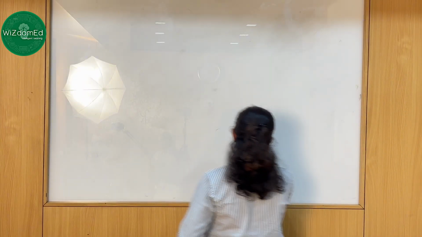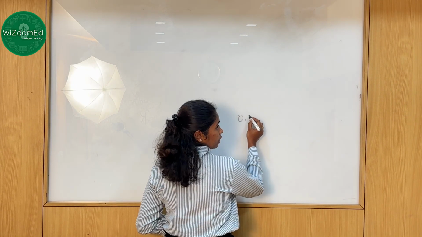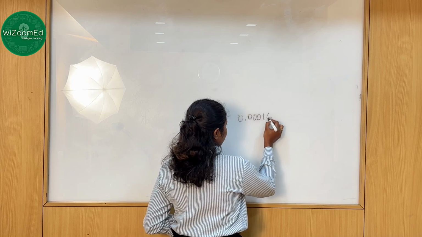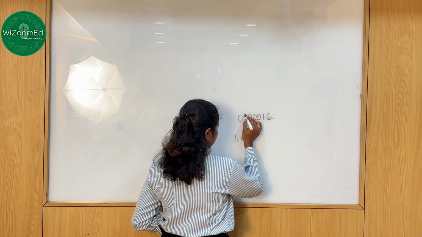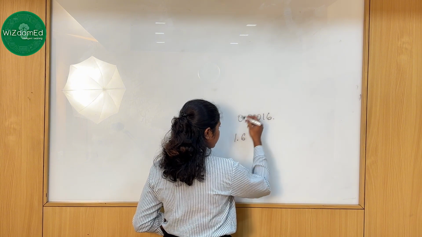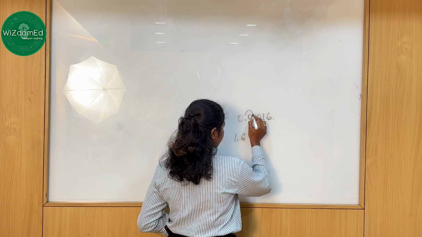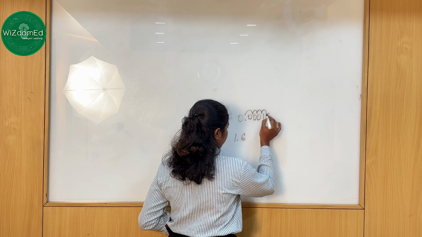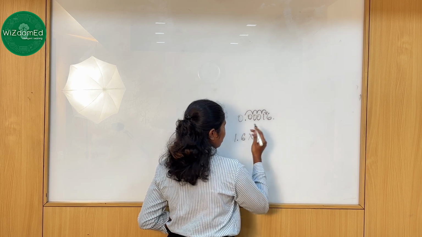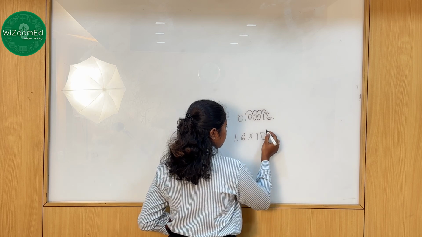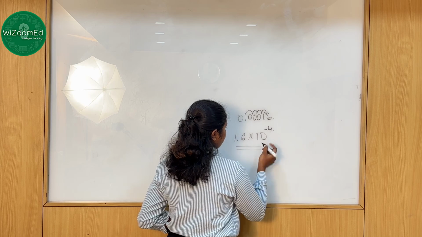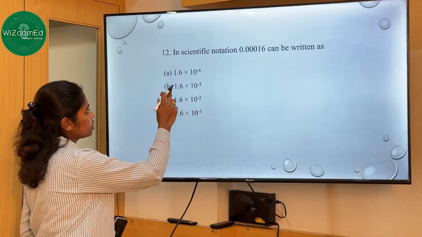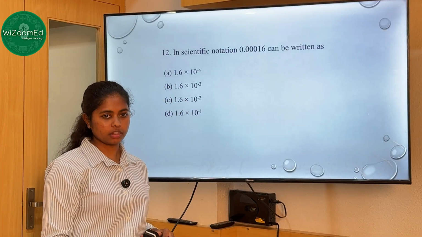So let's solve this. They have given us 0.00016. As they have written everything in 1.6, let's start. They have shifted the point from left hand side to right hand side. So it is 1, 2, 3 and 4. As we are moving from left hand side to right hand side, the power has to become minus. We have shifted 4 places, so it is going to become 10 raised to power minus 4. Option A, which is 1.6 into 10 raised to power minus 4.